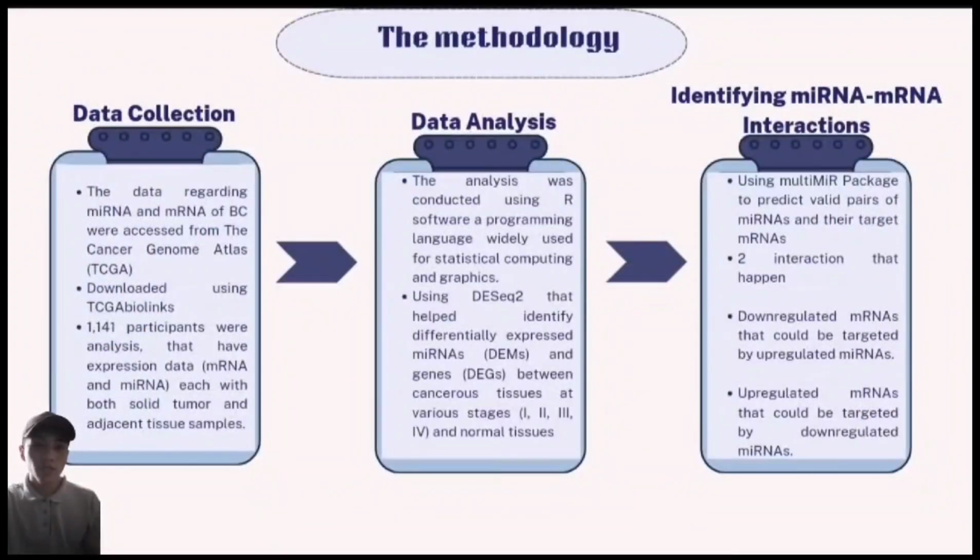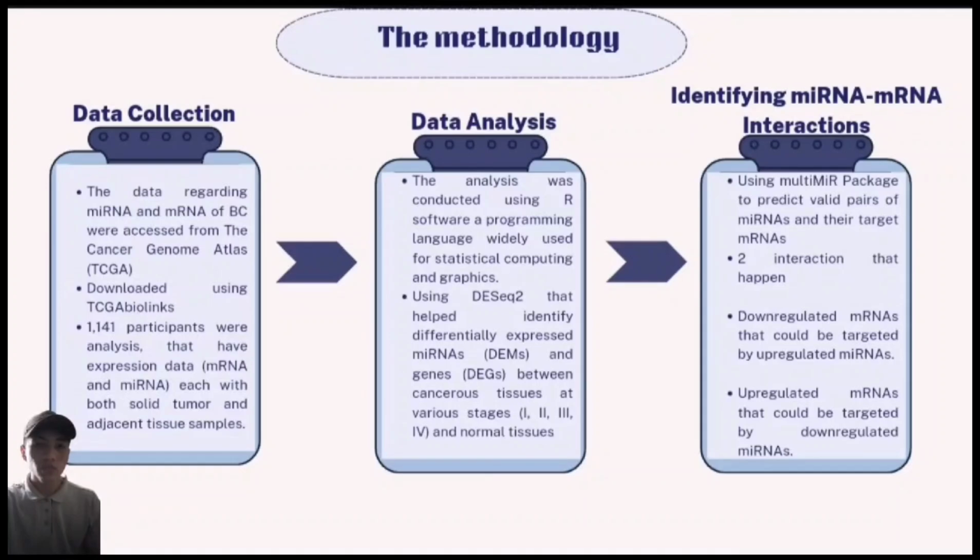Now I'm going to explain the methodology. Firstly, we'll do data collection. The data regarding microRNA and mRNA of breast cancer will be accessed through The Cancer Genome Atlas by using TCGAbiolinks. Around 1,141 participants that have the expression data of mRNA and microRNA, each with both solid tumor and normal tissue samples, will be analyzed.